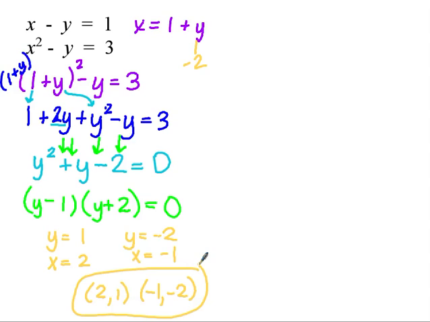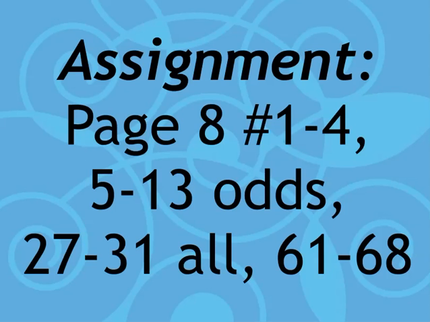Alrighty, so this is what I need you to do. Page 8, 1 through 4, 5 through 13, the odds. 27 through 31 all, and 61 through 68. Now, a little bit about this. Remember, this isn't due tomorrow. This is actually due when we take the Chapter P quiz, which I would shoot for maybe Tuesday, Wednesday. So. Where's my first one?